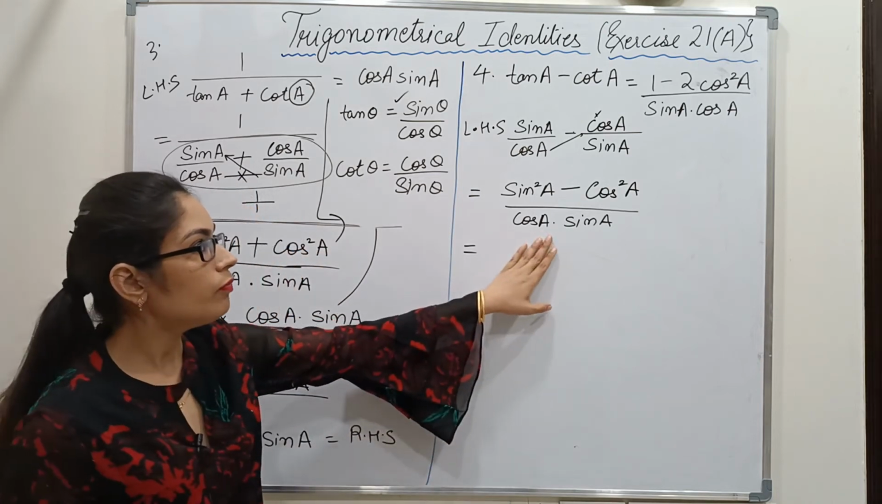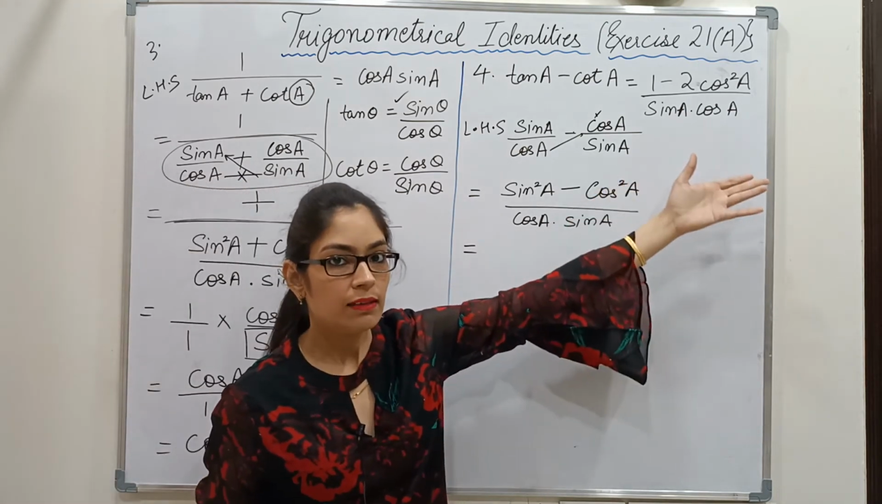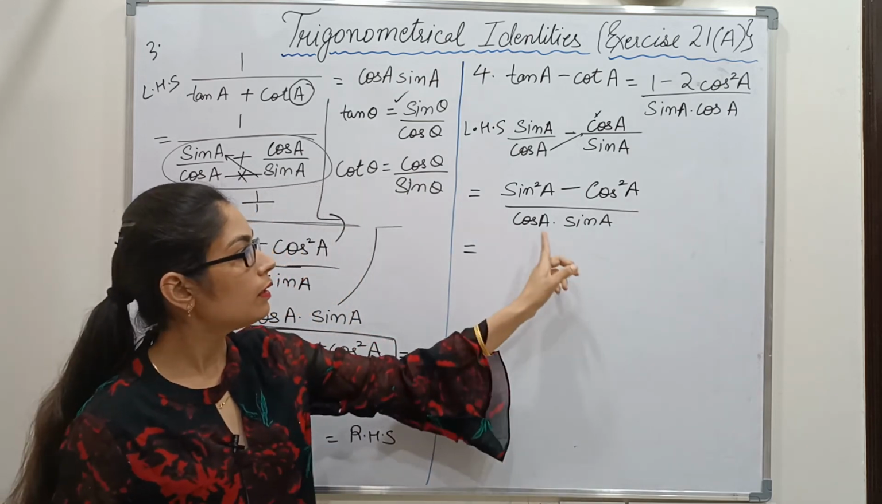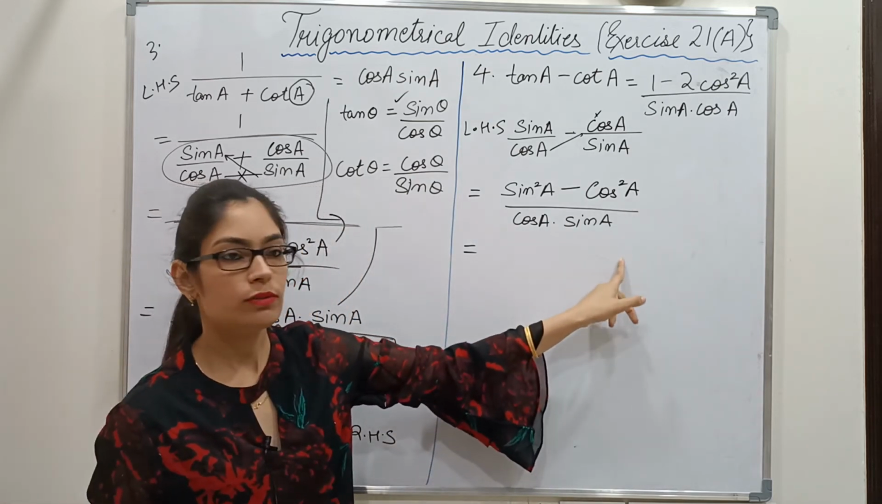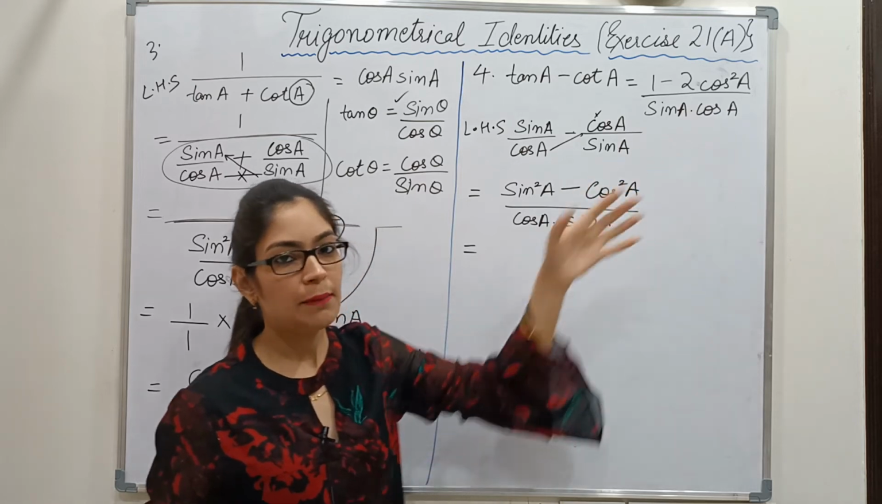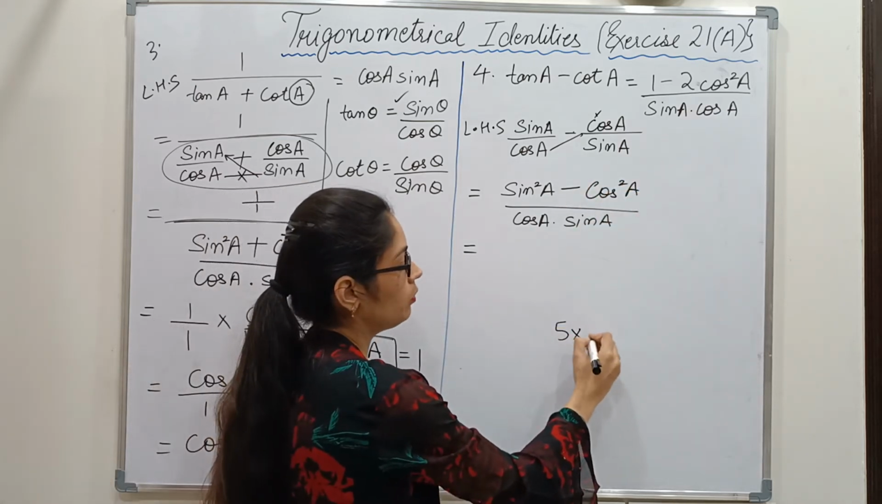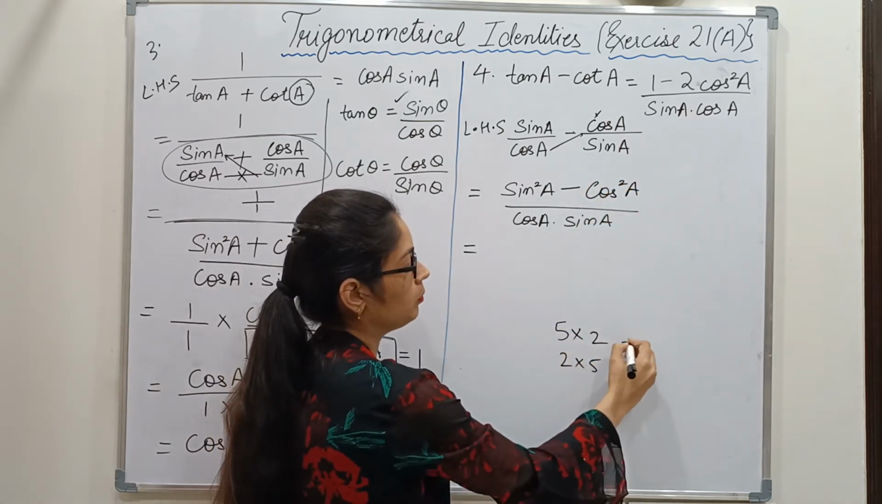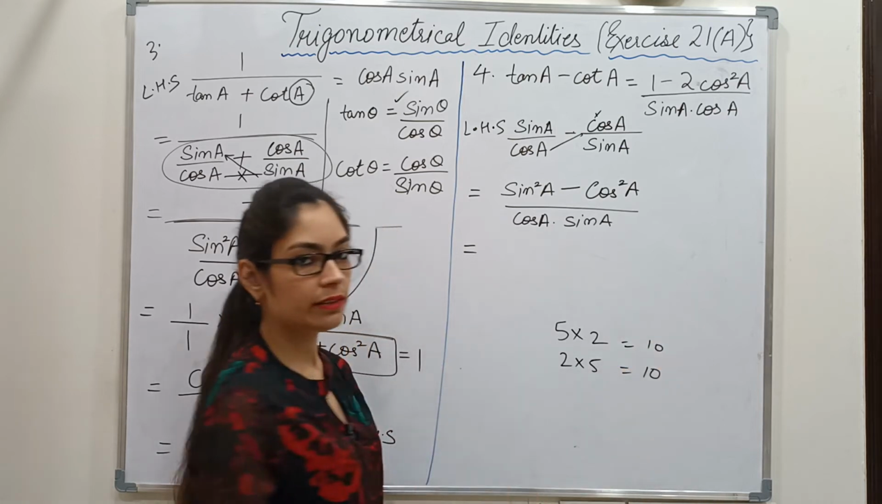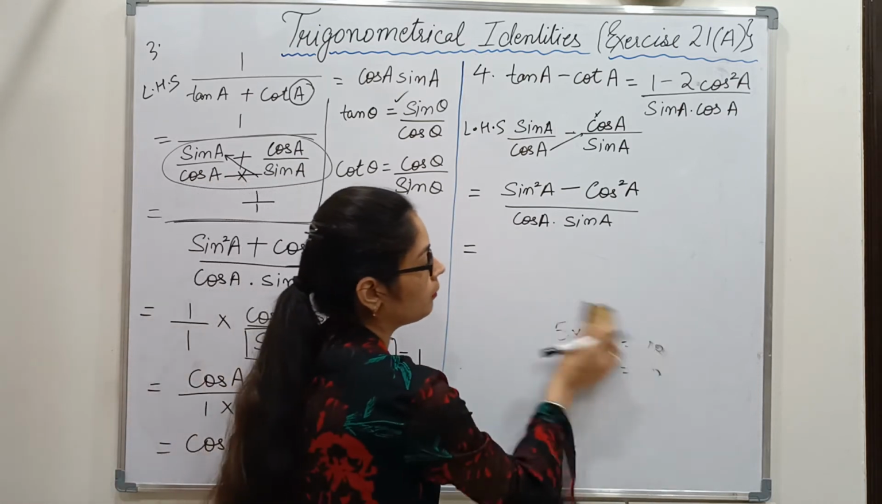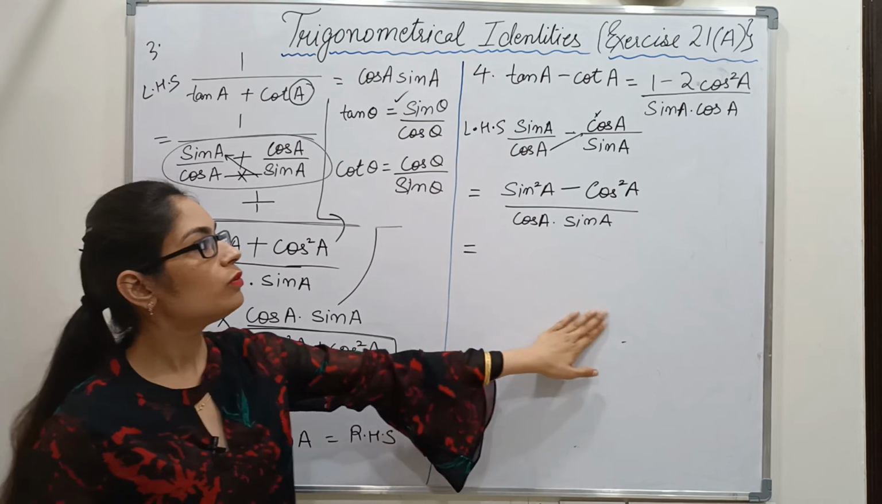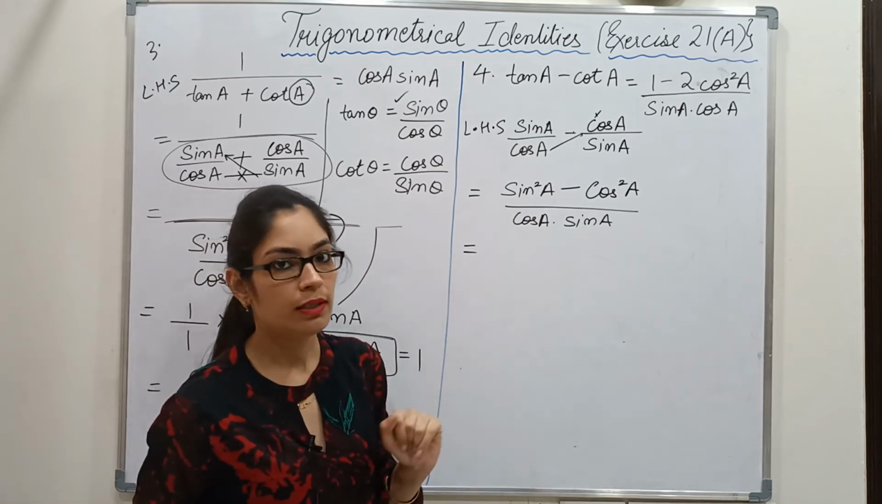Now if we look at the denominator, we can see it's the same: cos A into sin A, and sin A into cos A. It's the same thing, because 5 into 2 and 2 into 5, both are 10. So multiplication is commutative. So this thing we have already got.